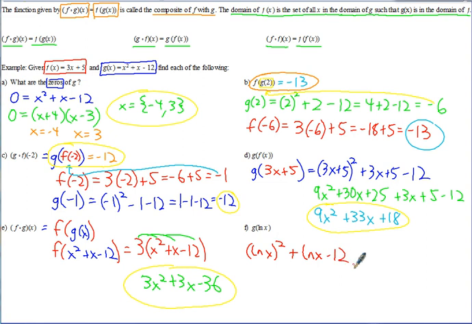And there's nothing really we can do to simplify this. This is just one term, natural log of x squared is just natural log of x times natural log of x, not really anything you do with that. And then plus natural log of x minus 12. So that is what g of natural log of x is.